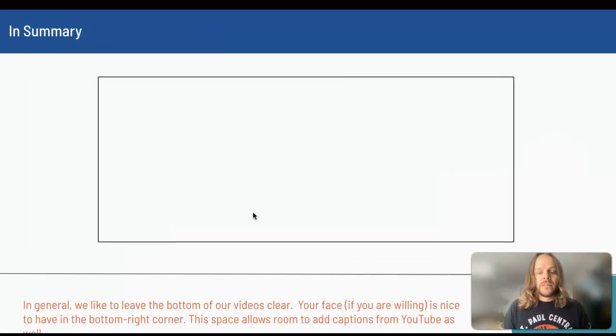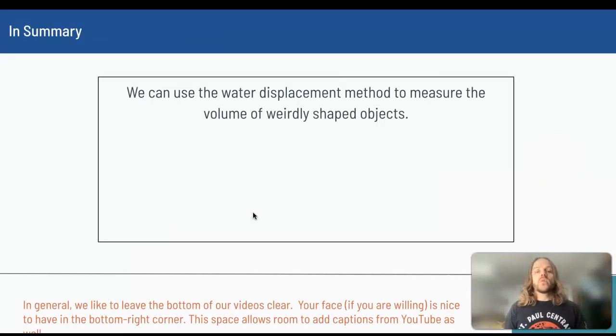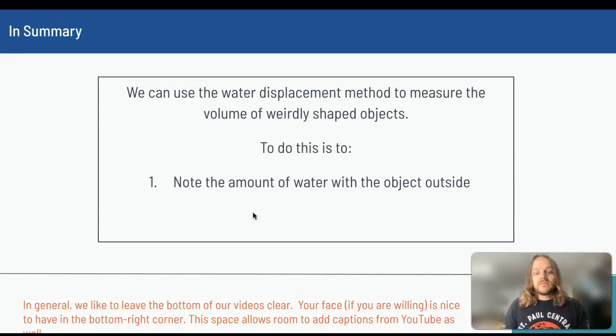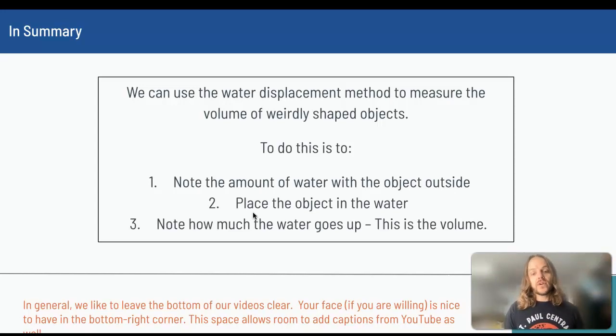Now, check this out. To sum up, we can use the water displacement method to measure the volume of weirdly shaped objects. To do this, you need to note the amount of water with the object outside, place the object in the water, and then note how much the water goes up. This is the volume of the object.